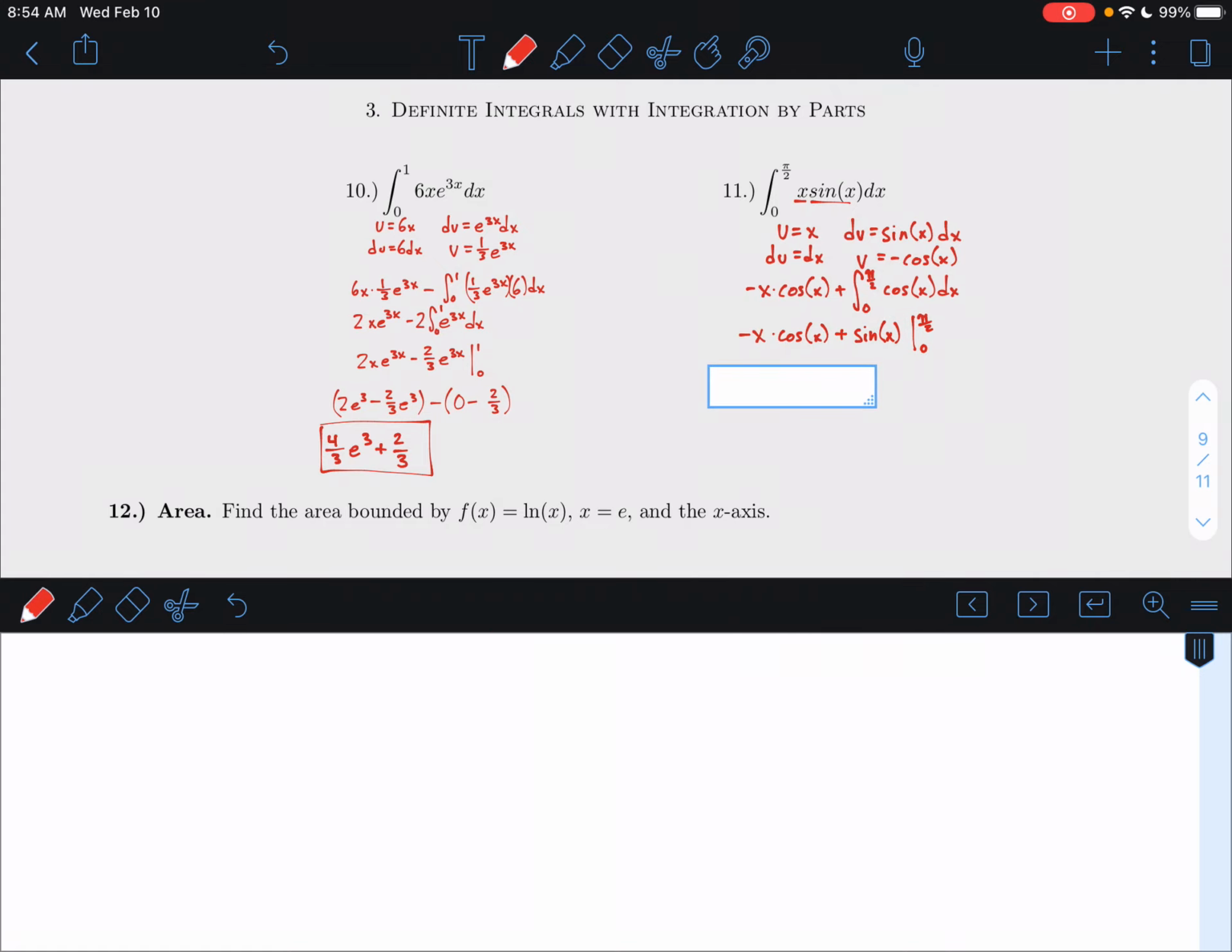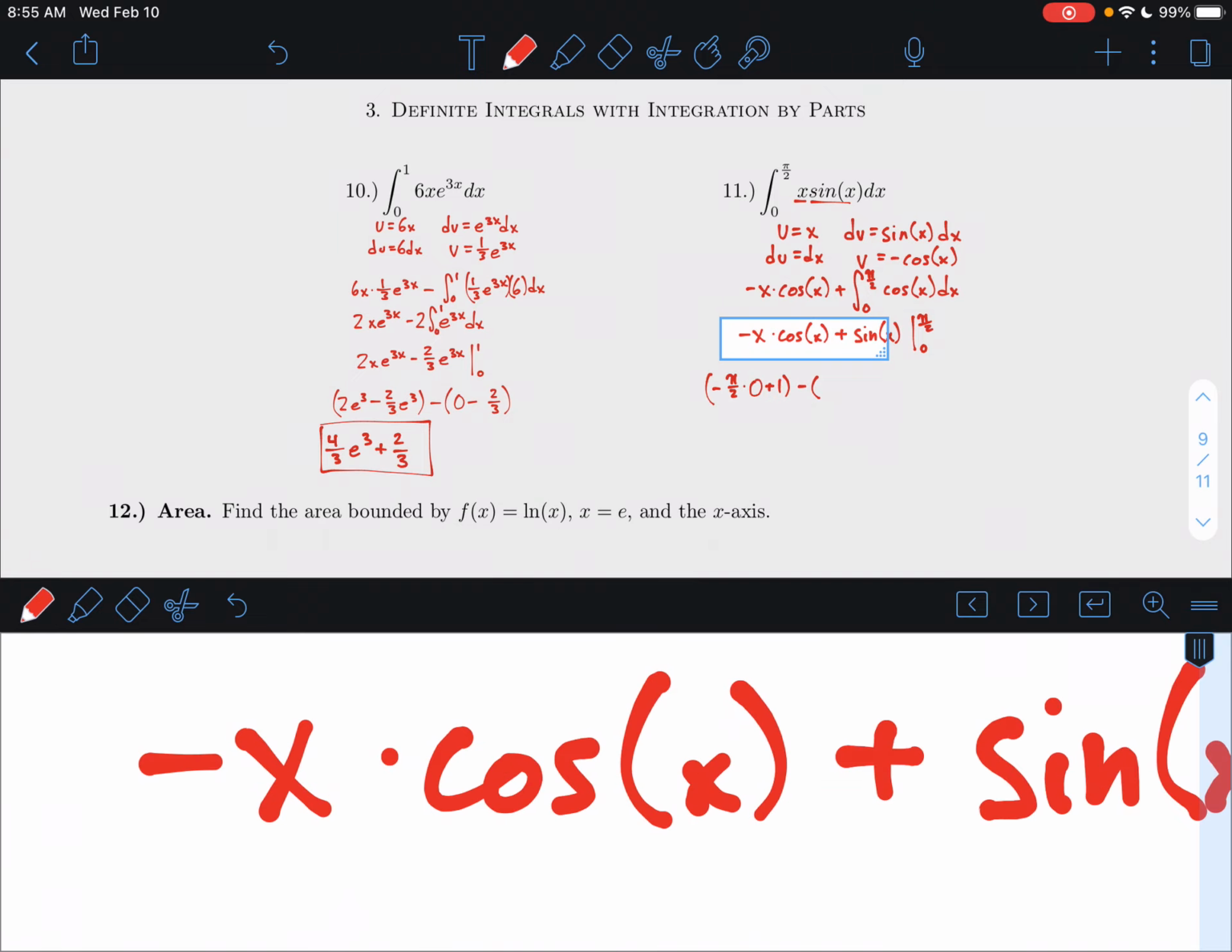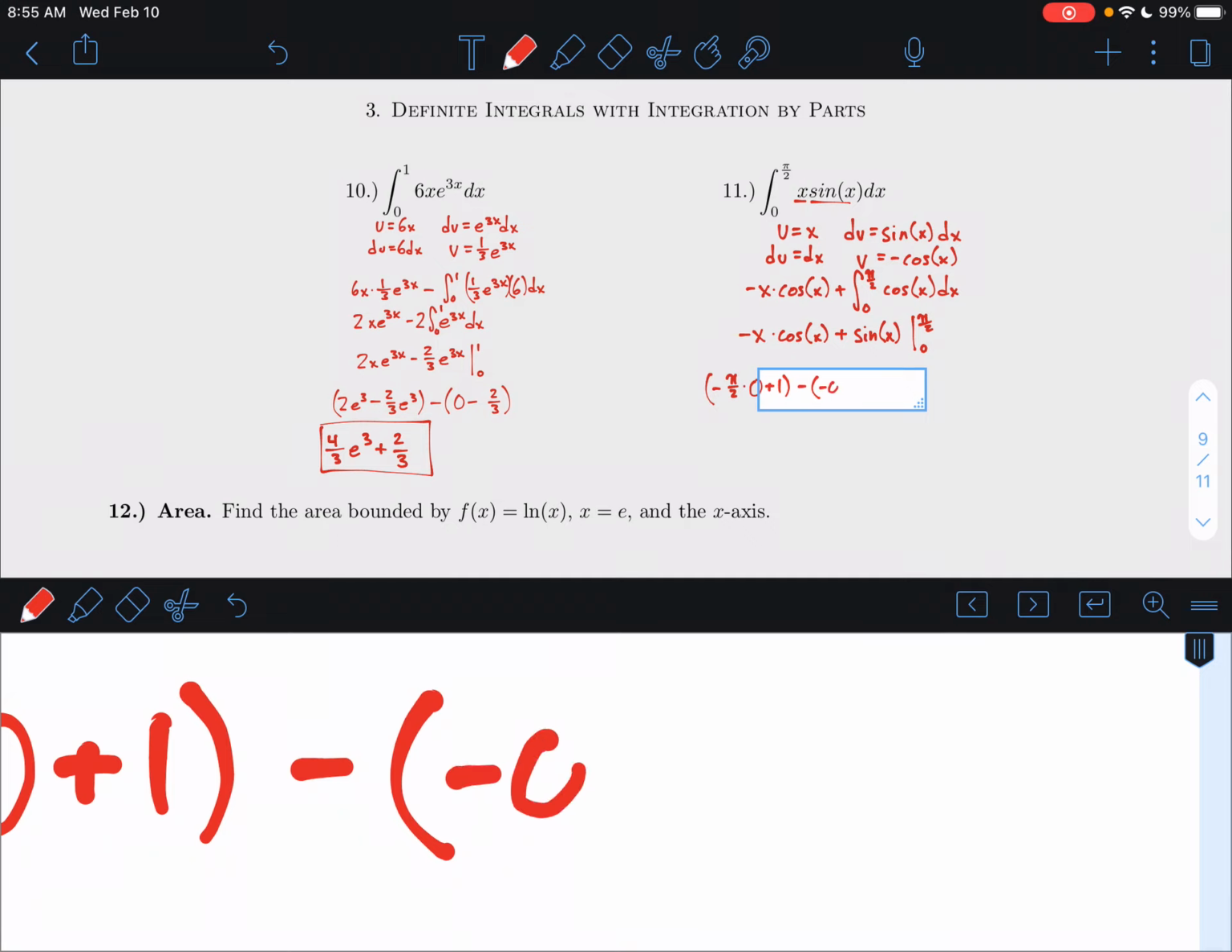So that one wasn't too bad. And let's see, I plug in pi over 2. Negative pi over 2 times the cosine of pi over 2 is 0. And then plus the sine of pi over 2, so plus 1, minus, so I have negative 0 times the cosine of 0, so negative 0 times 1, plus the sine of 0, which is 0.